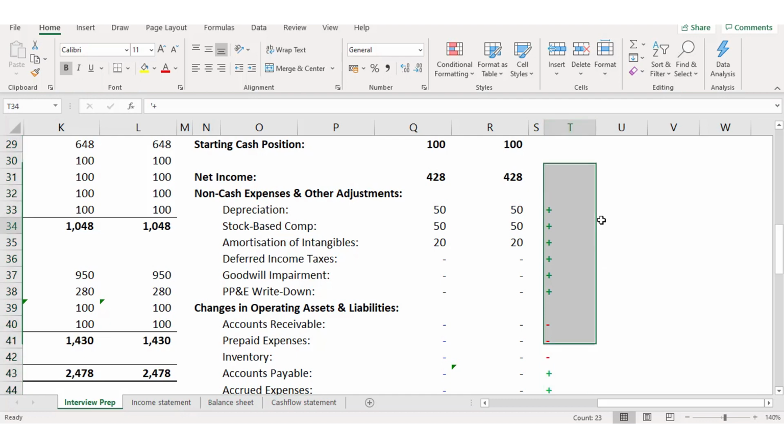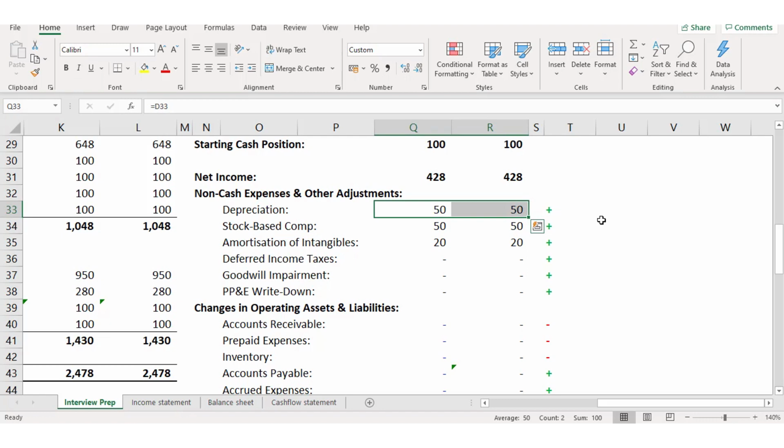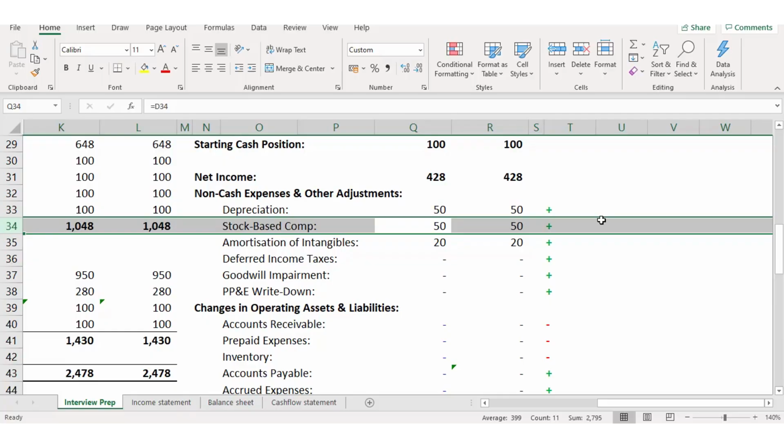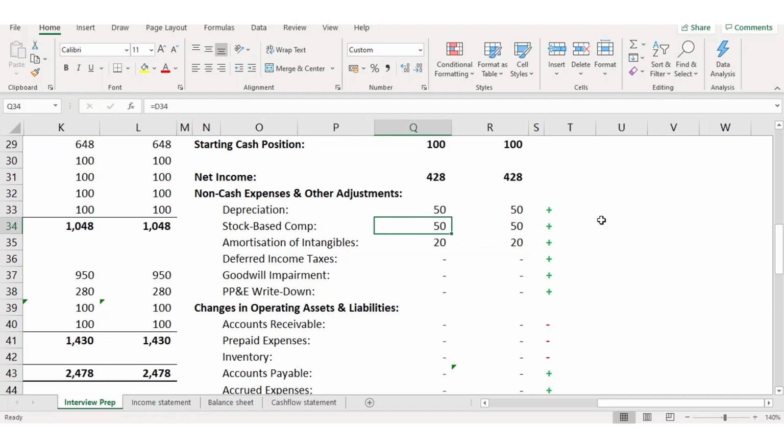Now in column T right here, I've added in some signs to help you understand exactly how this is going to affect your cash position. So when you increase depreciation, you're going to have to add it back into your income statement, so it's going to add to your cash position. Then stock-based compensation. Again, this is instead of paying your staff cash salary, you pay them using the company stock. So it's not a real expense. So you have to add this back into your income.